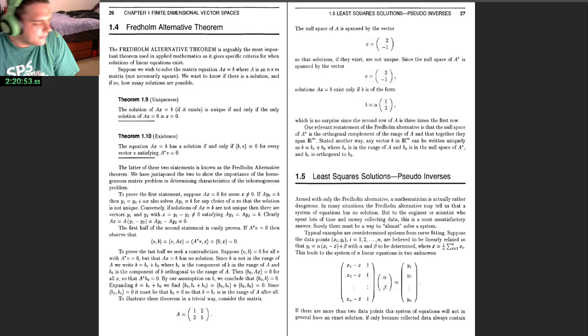Ax equals b, where A is an n by m matrix, not necessarily square. We want to know if there is a solution, and if so, how many solutions are possible? Theorem 1.9, Fredholm alternative theorem.